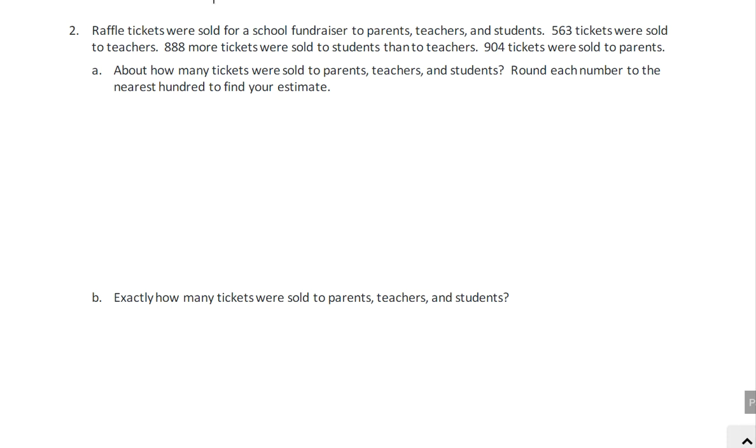All right, for this one, raffle tickets were sold for a fundraiser. And it was sold to parents, teachers, and students. 563 were sold to teachers, 888 more tickets were sold to students than teachers, and don't forget that word, more. And then 904 tickets were sold to parents. So about how many tickets were sold to all parents, teachers, and students? Wow, we've got a lot to figure out here.